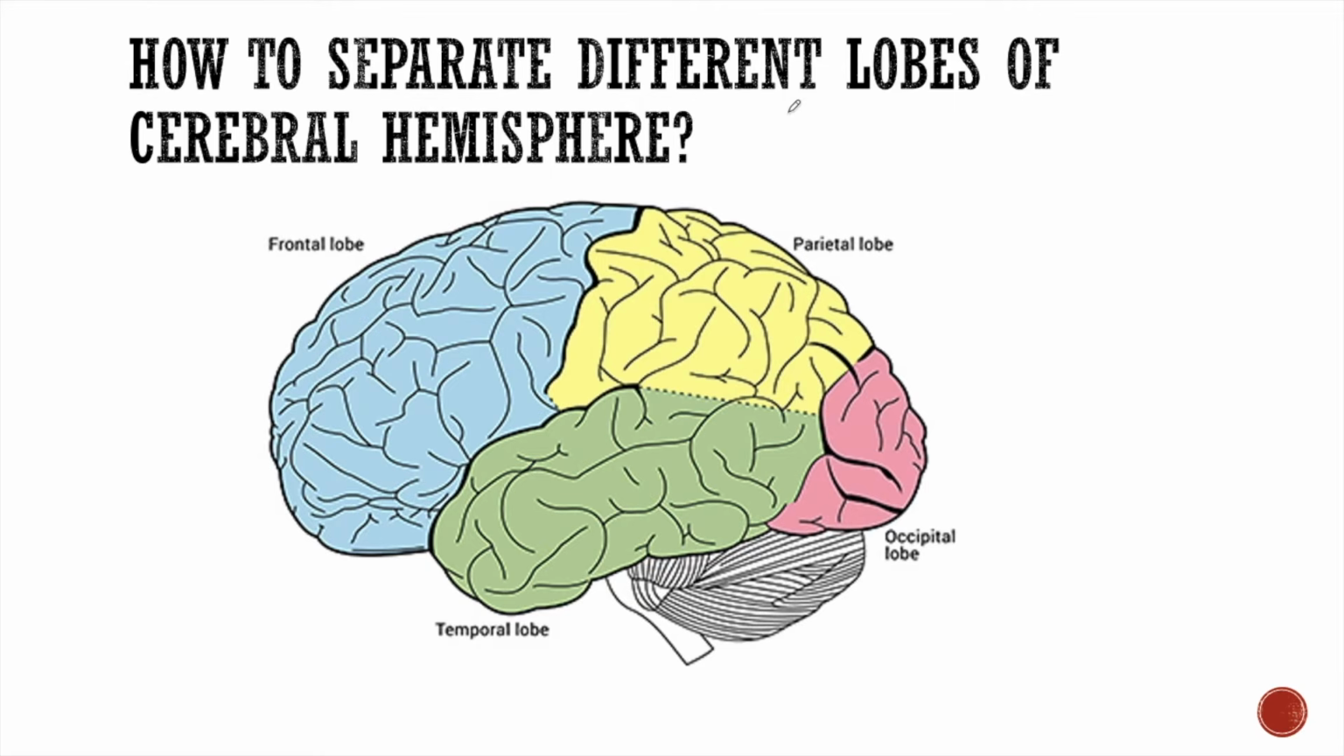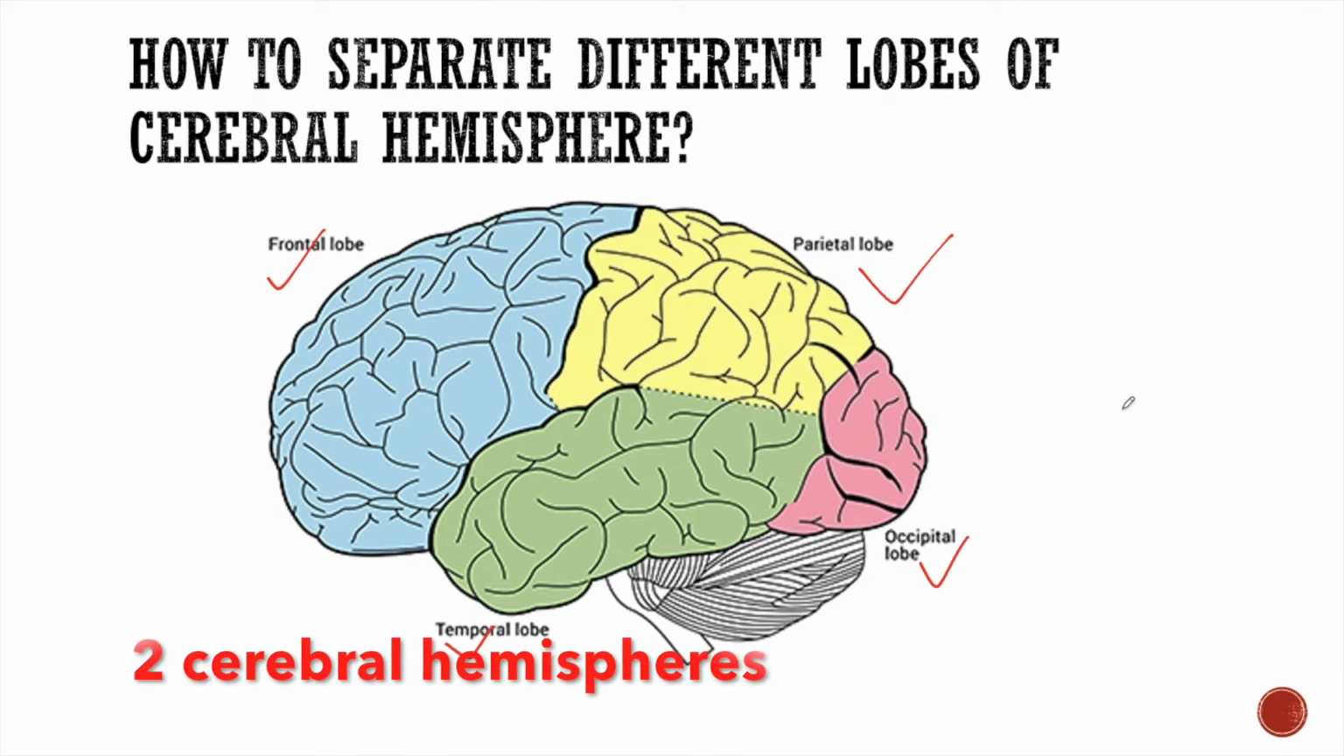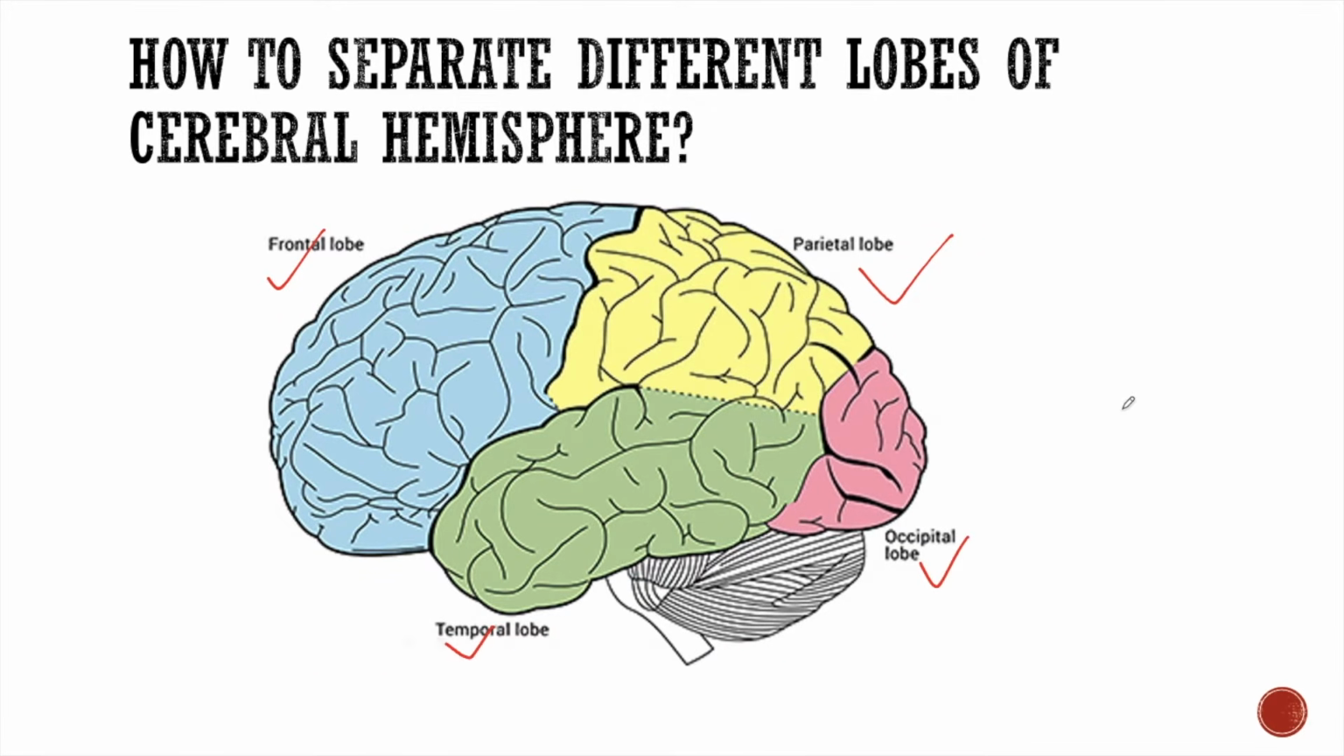How do we separate different lobes of the cerebral hemispheres? Brain consists of 4 lobes. They are the frontal lobe, parietal lobe, temporal lobe and the occipital lobe. There are 2 cerebral hemispheres each containing these 4 lobes.